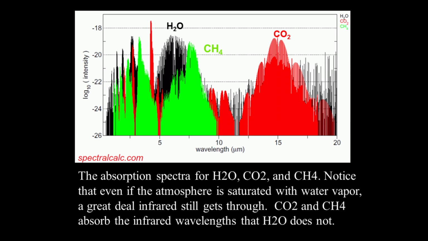Here is the absorption spectra for water, carbon dioxide, and methane. Notice that even if the atmosphere is saturated with water vapor, a great deal of infrared still gets through. Carbon dioxide and methane absorb the infrared wavelengths that water does not.